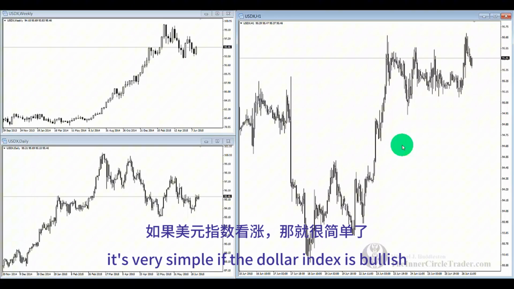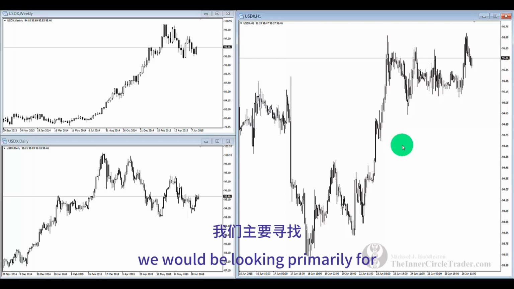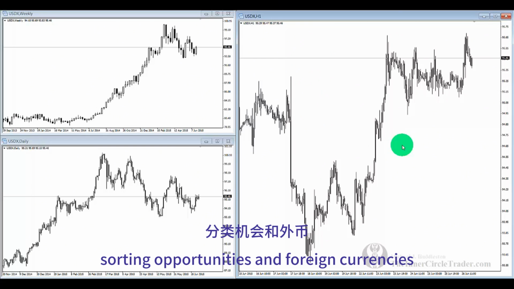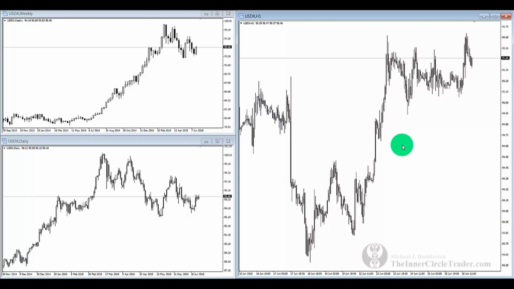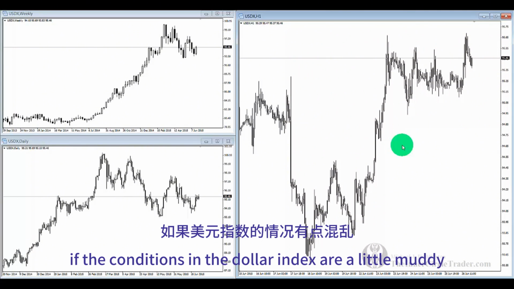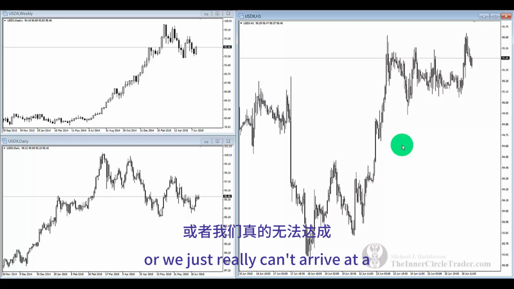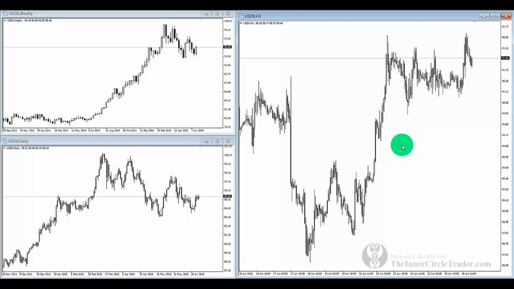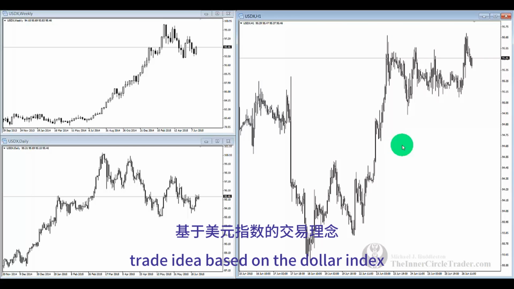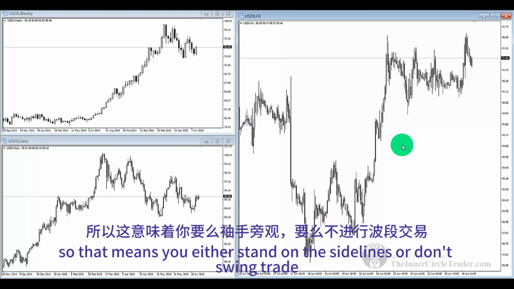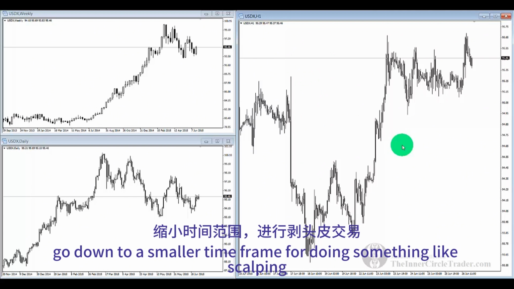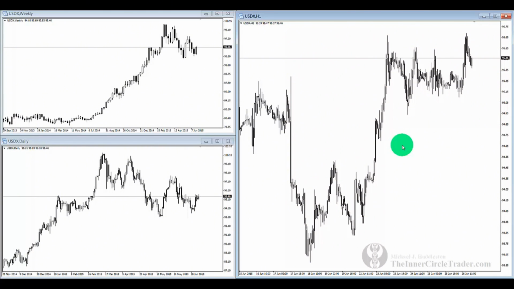Okay, it's very simple. If the dollar index is bullish, we would be looking primarily for shorting opportunities in foreign currencies. If the dollar is bearish, we would primarily be looking for bullish conditions in foreign currencies. So it's very simple. If the conditions in the dollar index are a little muddy, or we just really can't arrive at a trade idea based on the dollar index, that would basically mean that you're neutral on the dollar. So that means you either stand on the sidelines or don't swing trade. Go down to a smaller time frame for doing something like scalping or intraday day trading. Okay, so have that in your notes.